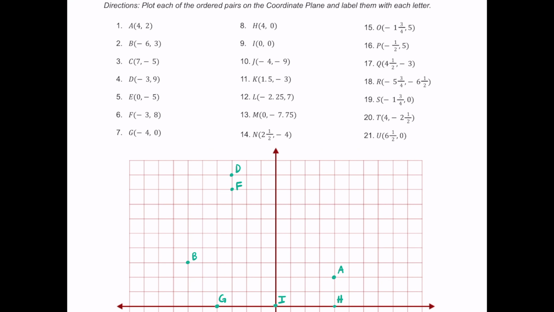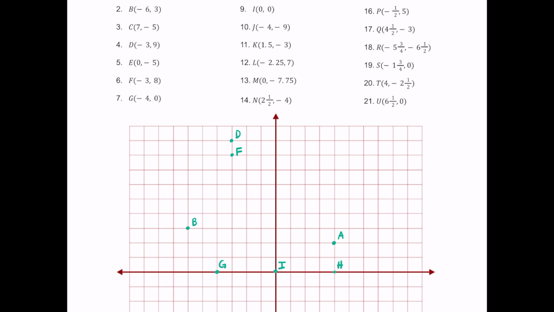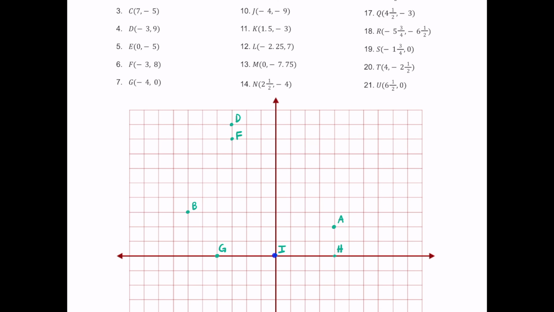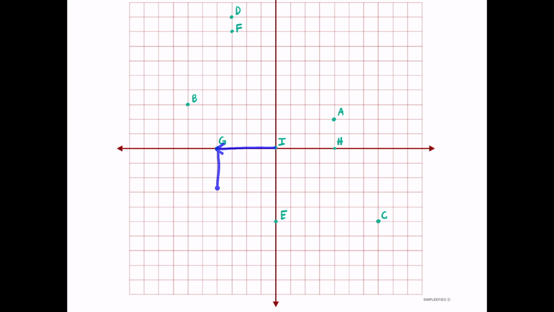All right, for number 10, we have J, which is located at -4, -9. So to plot this J value, what we're going to do is move 4 units to the left because it says -4. That's 4 to the left, and then we have to go -9, so that's 9 units down. So this is in quadrant 3, so this is going to be J, -4, -9.